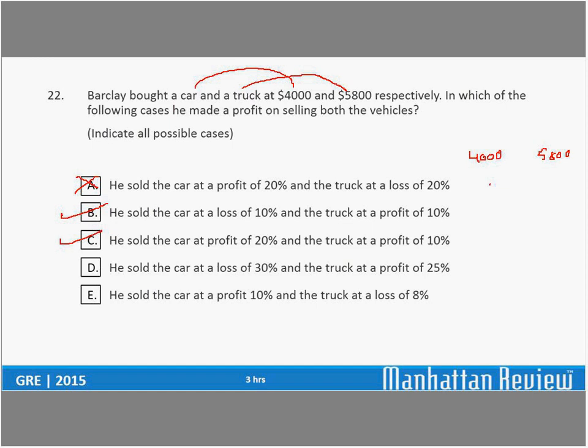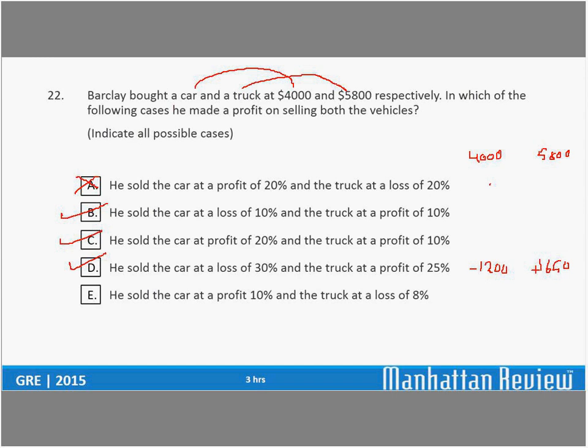Now in the fourth case, he sold the car at 30% loss and the truck at 25% profit. We have to judge because there are two different percentage values. What is 30% of this? 1200 loss. And one fourth of this is how much? The profit is 1650. This is loss, this is profit. So profit is more, which means ultimately he'll get a profit.